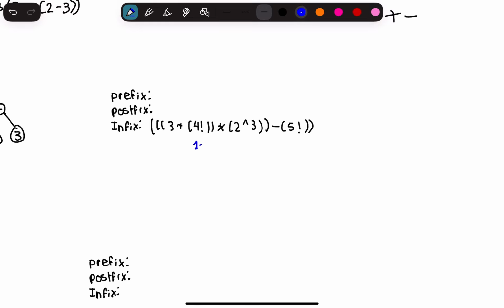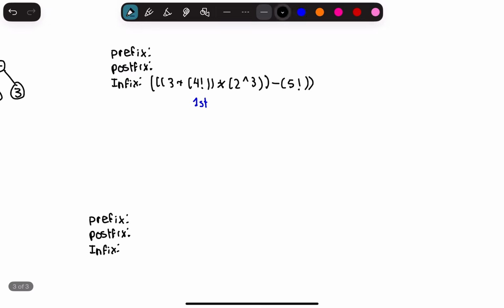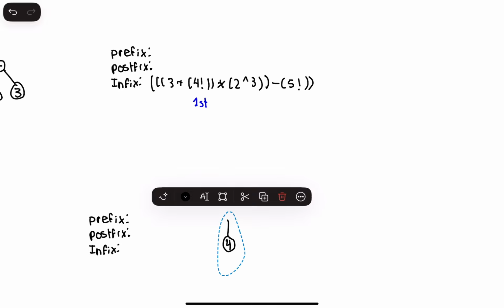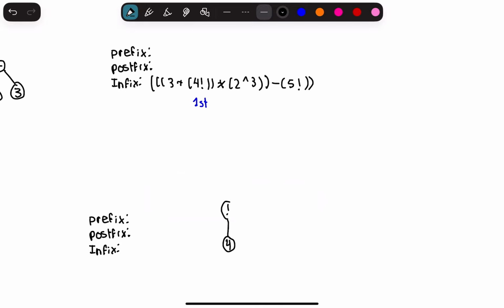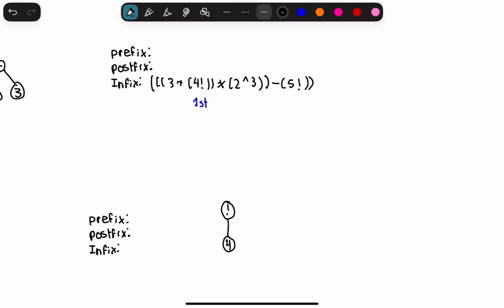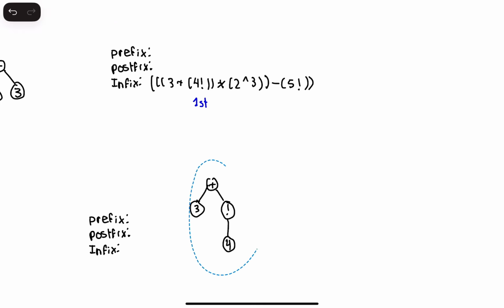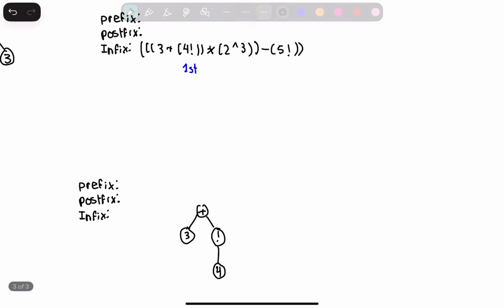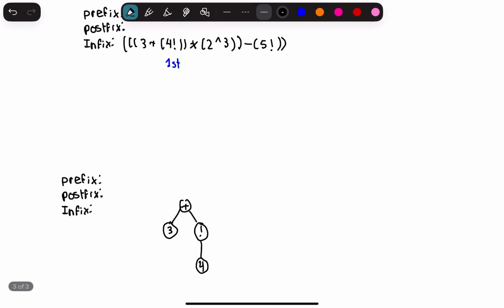Well, this is going to be going first because that is unary, and we have 4. Let's make some space. That's going to be factorial, the operator. Now that is being added to 3. We're going to need a lot of room. So then after this, what's being added to 3 is going to be multiplied by 2.